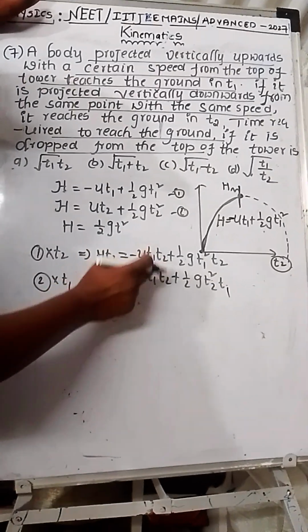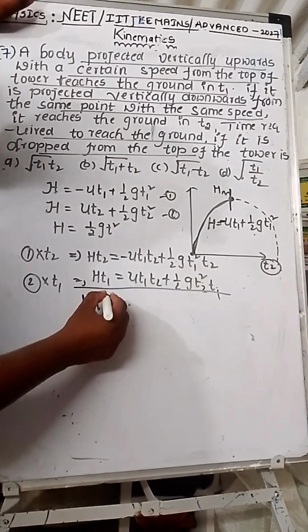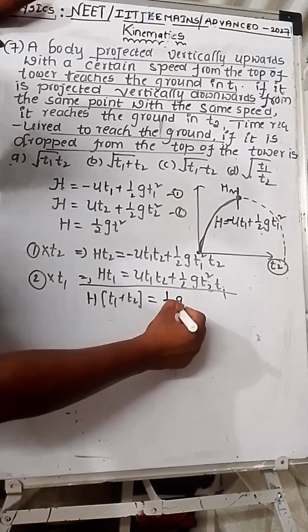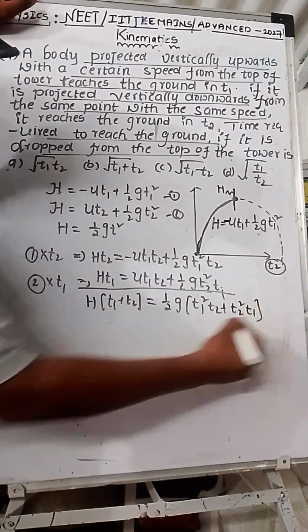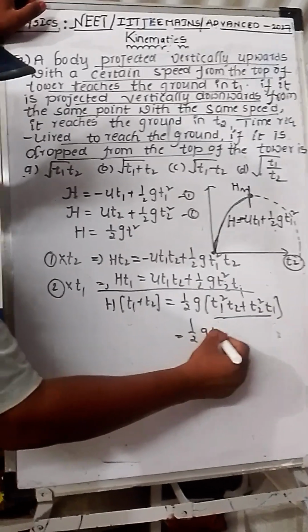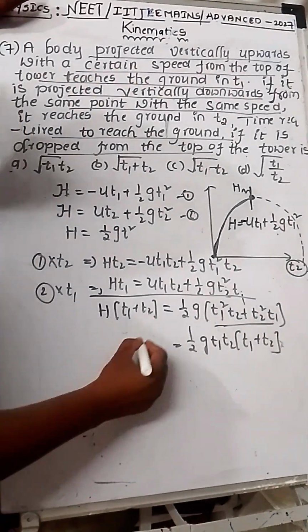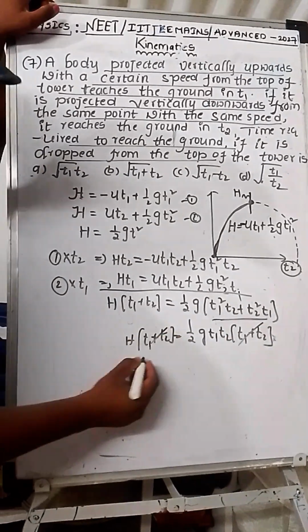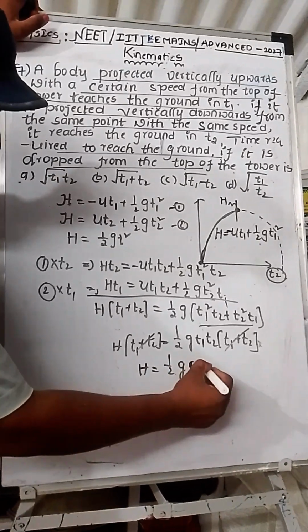If I add these two equations, we get h times t1 plus t2, and these two terms will be cancelled, leaving 1/2 g of t1 square t2 plus t2 square t1. From here, 1/2 g t1 t2 into t1 plus t2, so h t1 plus t2 on this side. These two factors will be cancelled, that is h is equal to 1/2 g t1 t2.